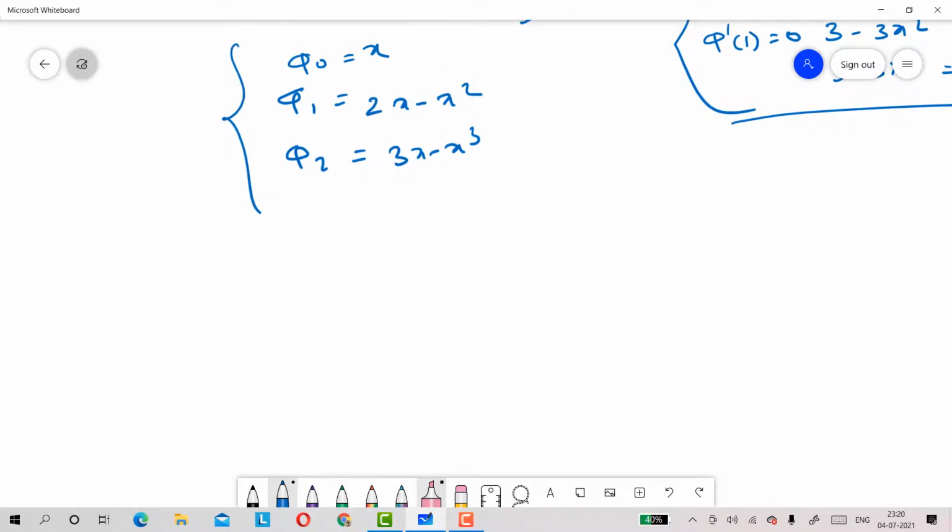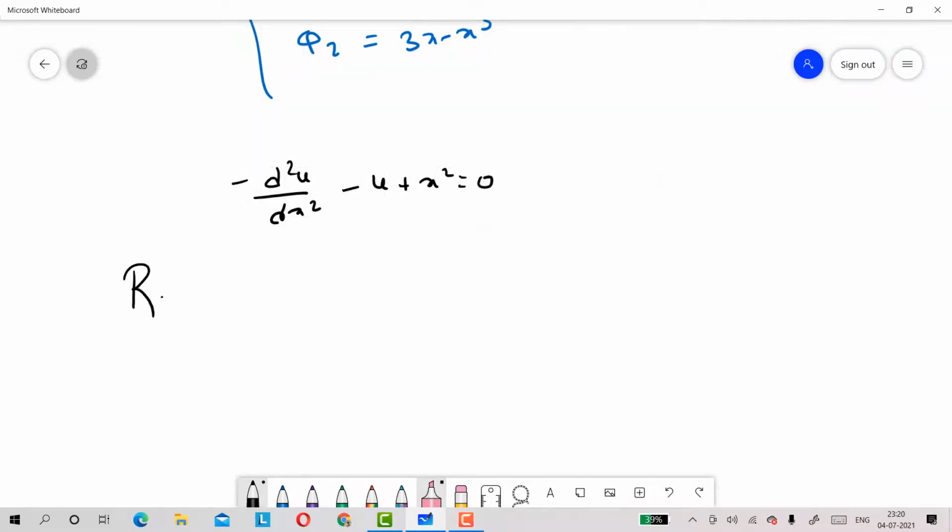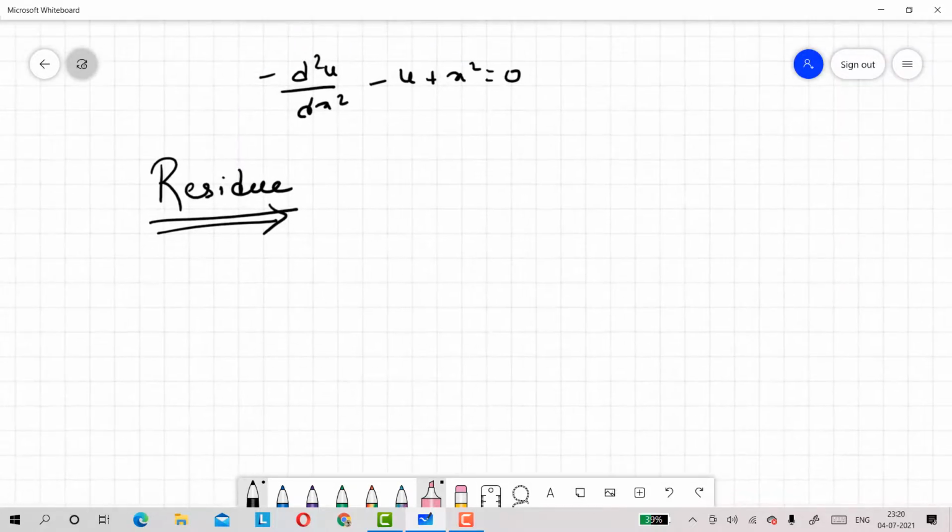Now what was our equation? Our equation was minus d square u over dx square minus u plus x square. Now we will calculate its residue. Now how to calculate the residue? We will learn it here.